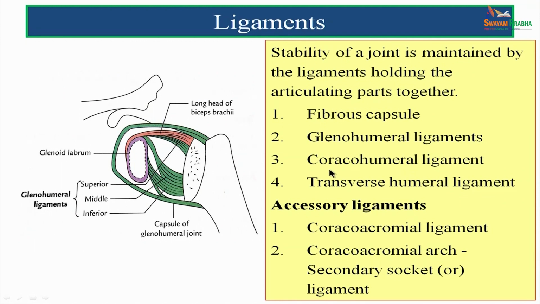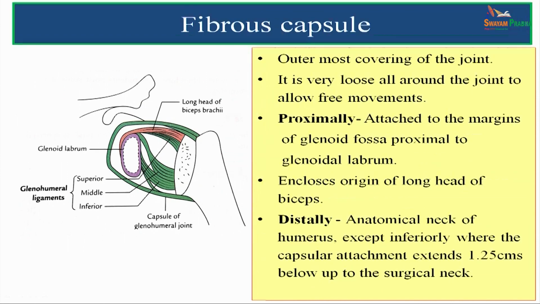In addition to these, you also have accessory ligaments, that is the coracoacromial ligament and coracoacromial arch. This coracoacromial arch plays a very vital role in preventing the upward dislocation of the shoulder joint. It is supposed to form the secondary socket or secondary ligament supporting the shoulder joint.